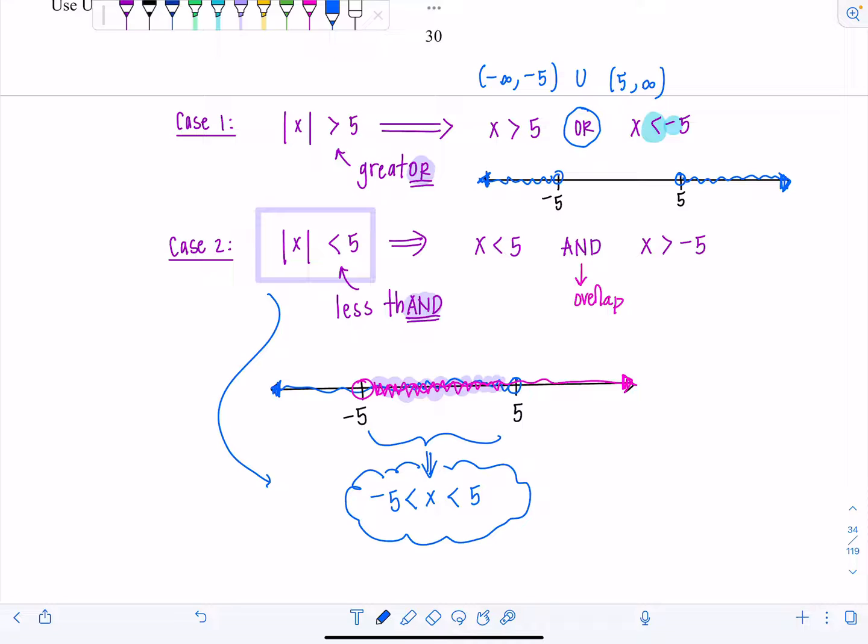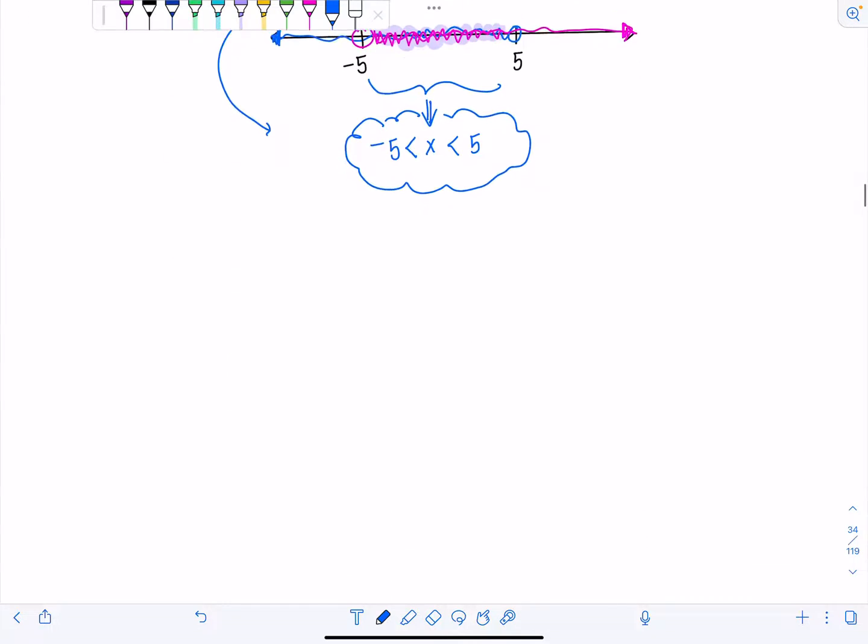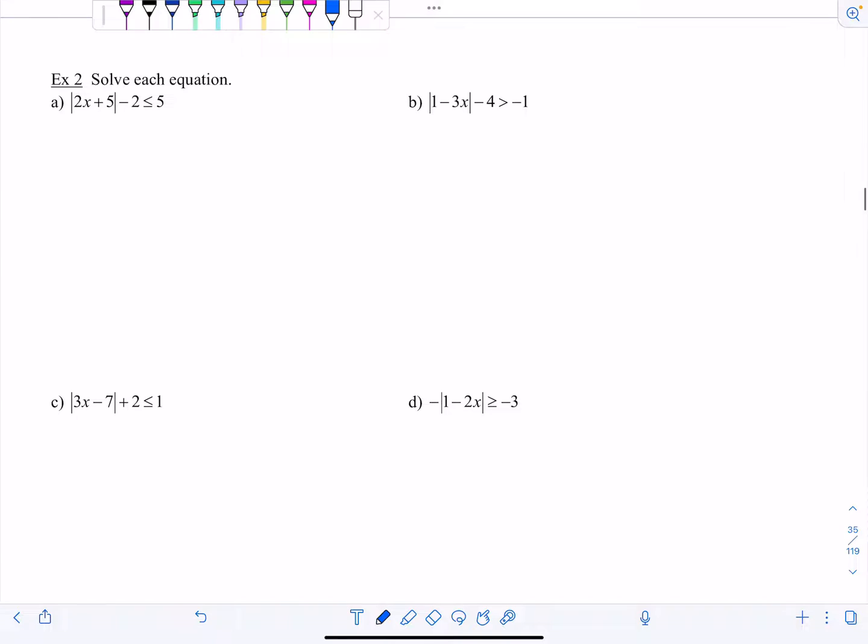All right, good. So now let's work through some examples, okay? And you should be fine afterwards. Solve each inequality. Absolute value 2x plus 5 minus 2 is less than or equal to 5. So again, you're going to isolate the absolute value expression first. So we've got absolute value 2x plus 5 is less than or equal to 7. Okay, so from here, we could write 2x plus 5 is less than or equal to 7.